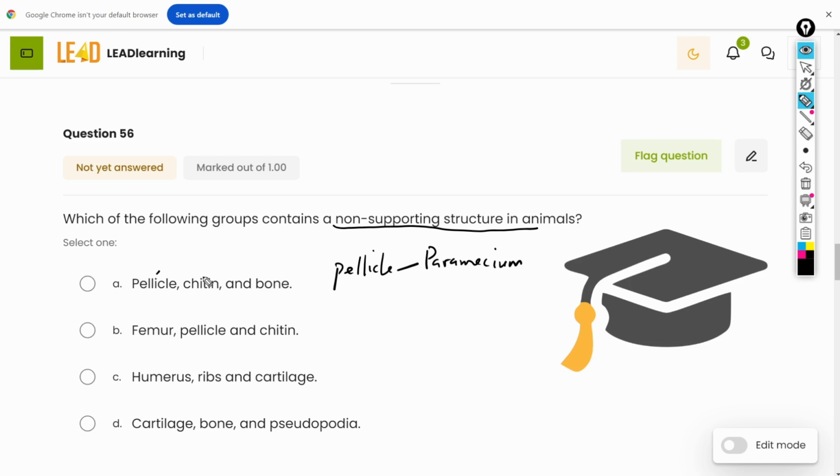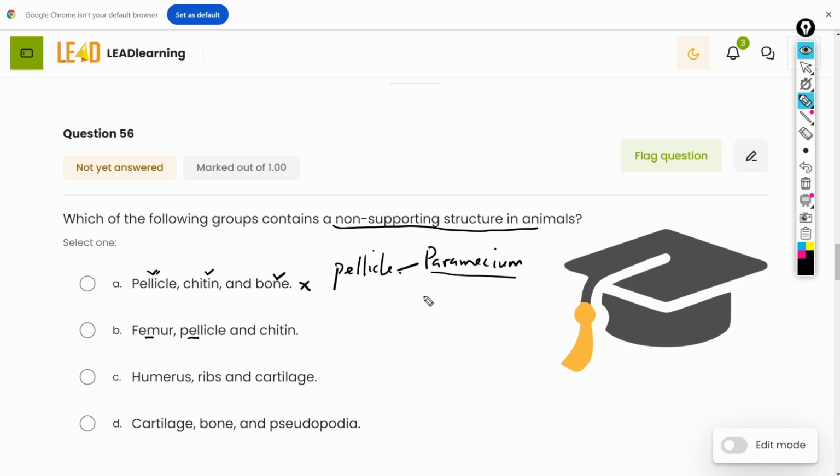Then chitin is found in the exoskeleton of arthropods, which are animals. Bone is found in the vertebrates. So all these ones have supporting structures in animals. So this cannot be an answer. The femur is a bone, a supporting structure in animals. The pellicle is synonymous with the skin, which I said is found in animal-like protists or protozoa like paramecium.